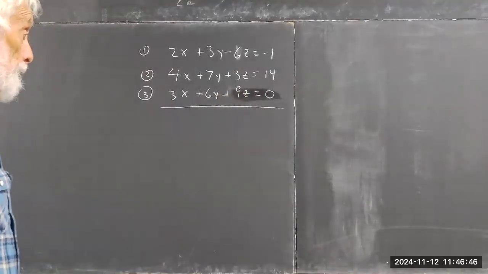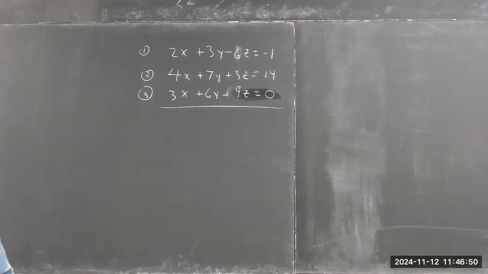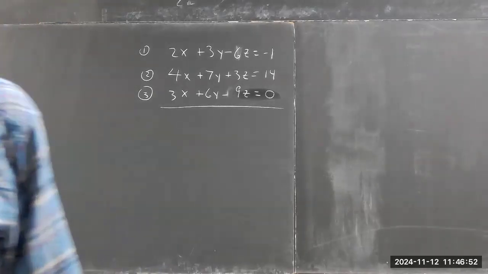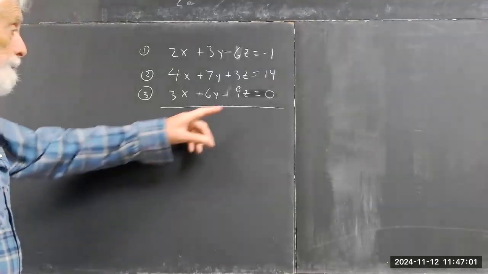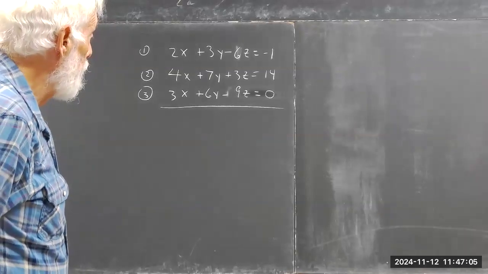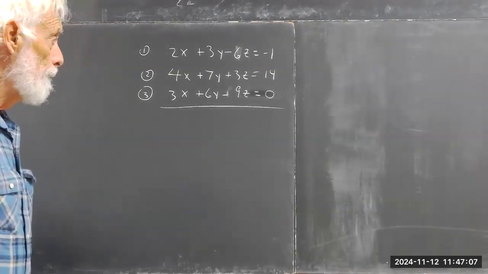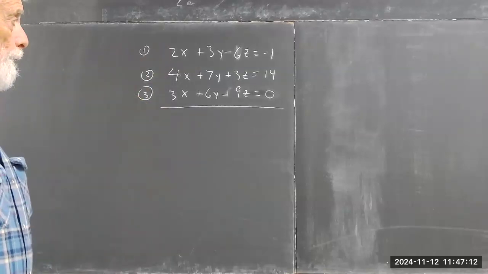You can have 0 over there, that's perfectly good. Okay, so right there is a system of 3 equations and 3 unknowns. What we want to do is eliminate one of the variables. Okay, so let's just look at the first 2 equations. Which variable would you choose to eliminate?